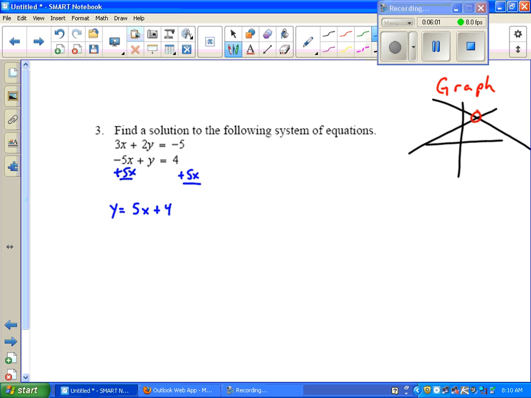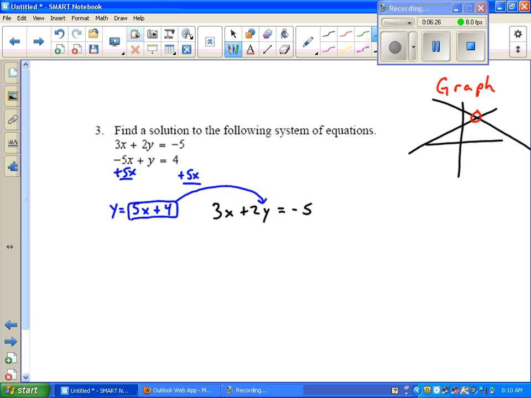So this gives us the value of y. We worked on this yesterday. 5x plus 4. Take that equation, and in the other equation, in this case it happens to be the one on top, 3x plus 2y equals negative 5, plug that value in place. It says y equals this. So in place of y, plug this in.